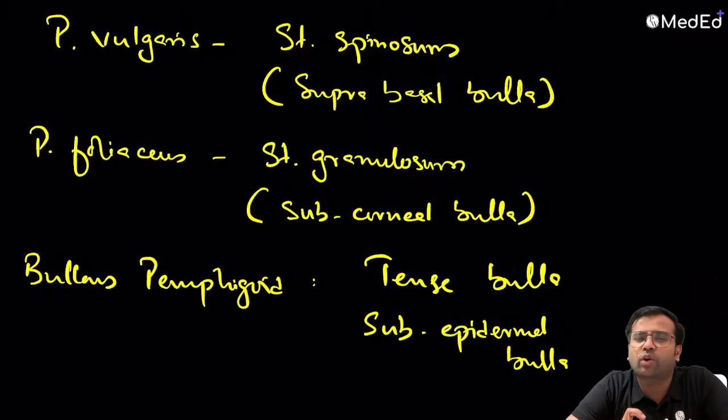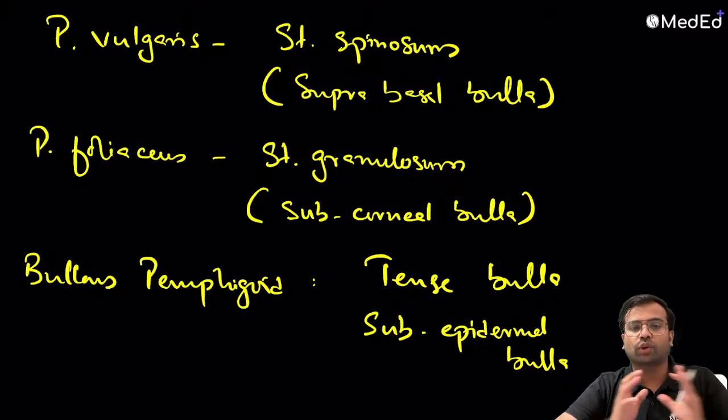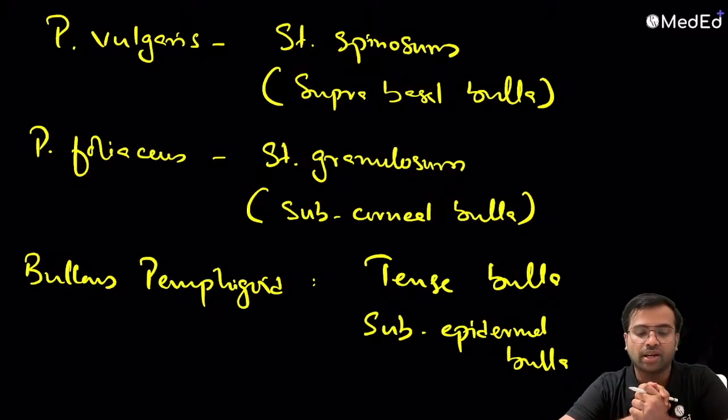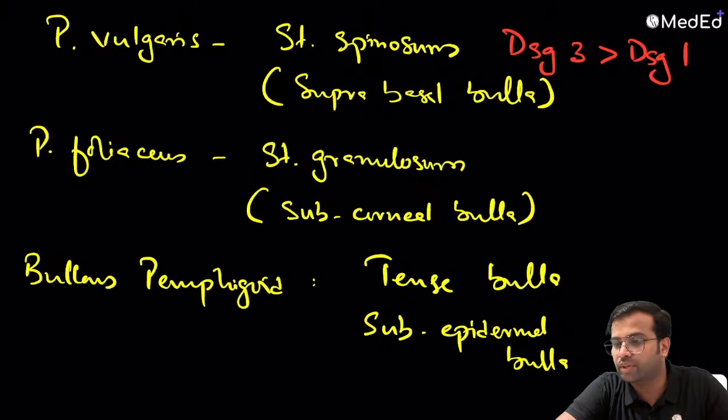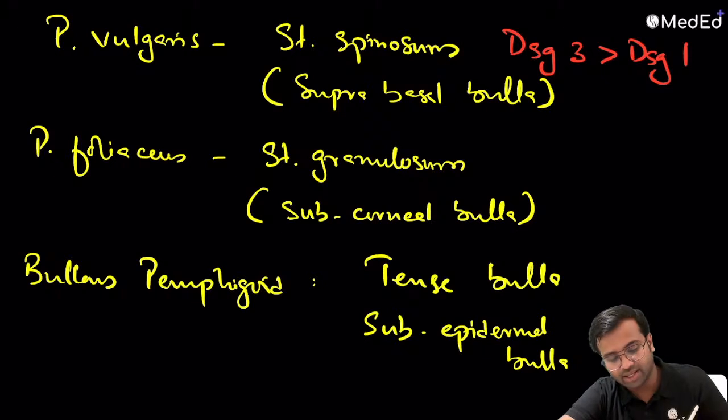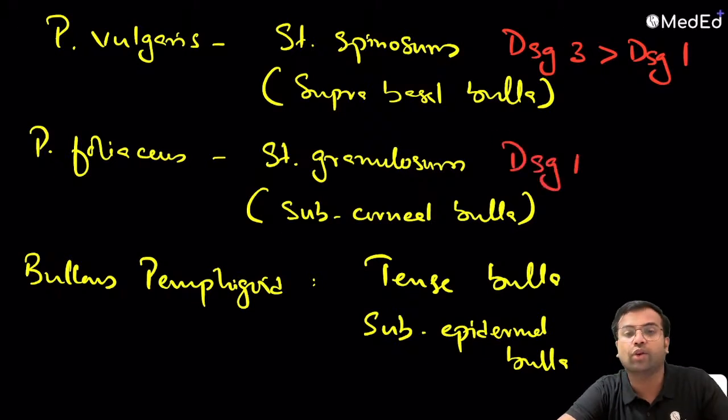Okay, so all these three are going to be very, very important, repeatedly asked topics in NEET PG: pemphigus vulgaris, foliaceus, bullous pemphigoid. Remember the area of split or the site of split, and also try to remember what is the defect in all these cases. So let us quickly note down what is the defect in pemphigus vulgaris. In pemphigus vulgaris, the defect is in desmoglein 3 more than desmoglein 1. How about pemphigus foliaceus? In pemphigus foliaceus, the defect is in desmoglein 1.